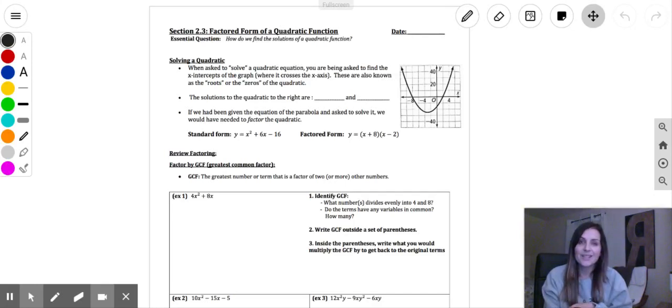Hey guys, so this next lesson is still on quadratics, but it's now factored form. And so today we're mostly going to be going over just the basics of factoring. I am going to do at the beginning a little overview of what we'll eventually be getting to, but the meat of today is pretty much just trying to remember how to factor.